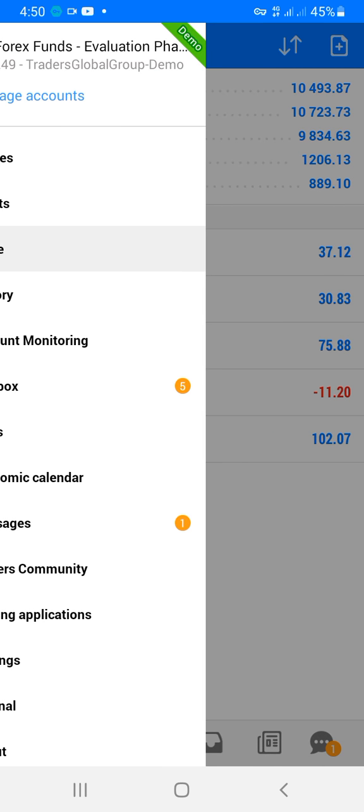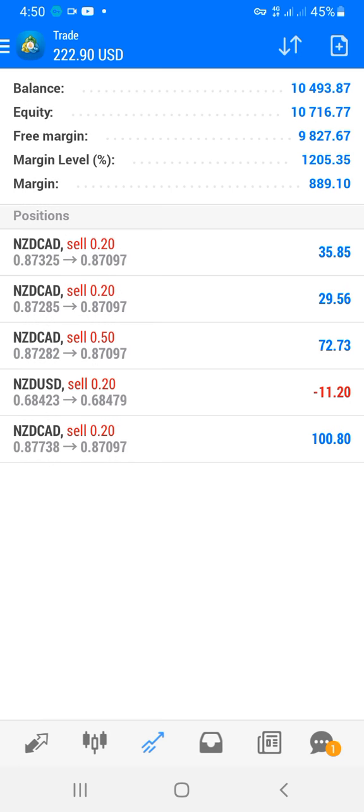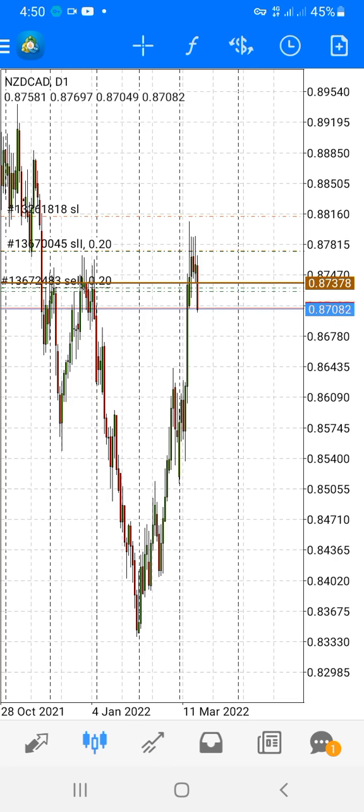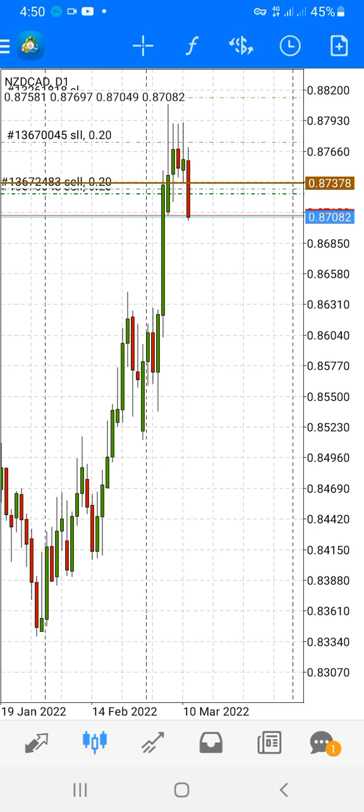So this is a demo account. Now when you're buying this, they give you a demo account, okay? I don't use this type of lot size. I only use 0.20, but the reason why I increased this lot size is because of one thing. I want you to watch one thing.